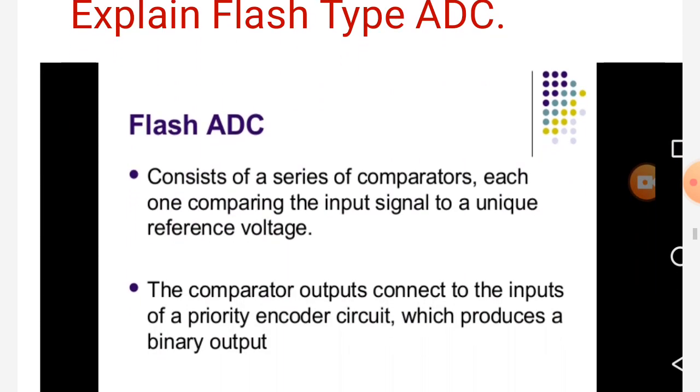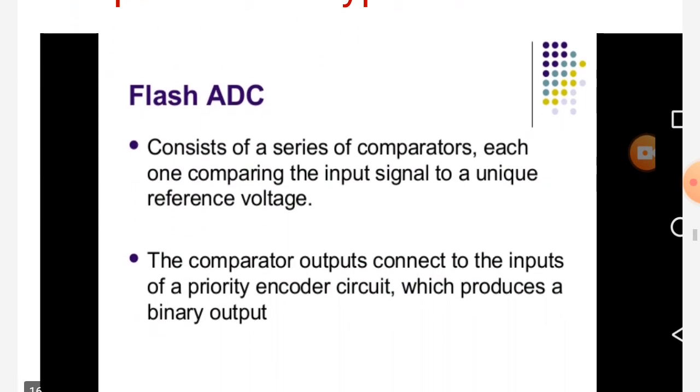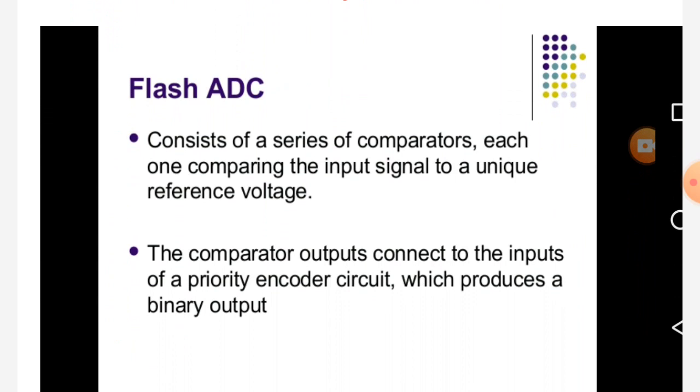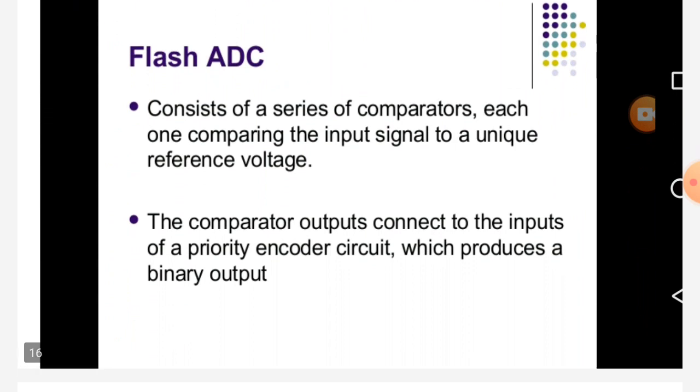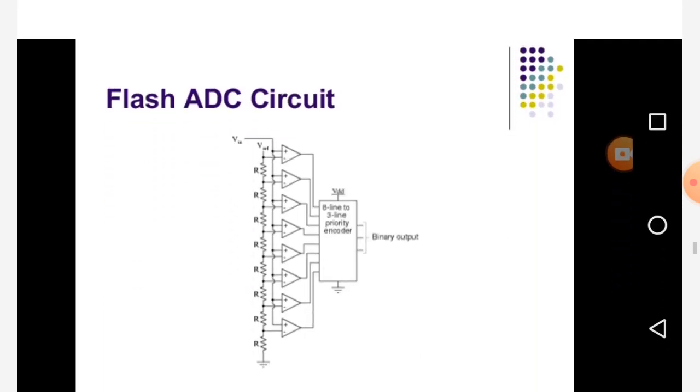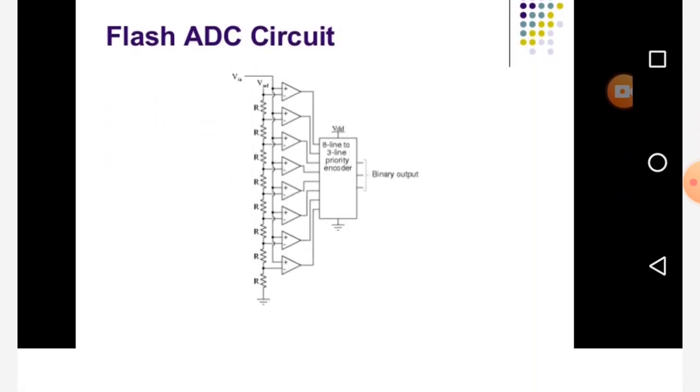Then explain flash type ADC. Flash type ADC consists of a series of comparators, each one comparing the input signal to a unique reference voltage. The comparator outputs connect to the inputs of a binary encoder circuit, which produces a binary output. So this is the flash type ADC circuit.